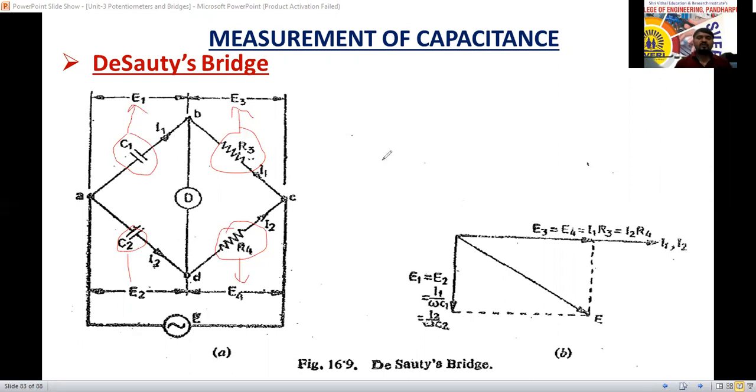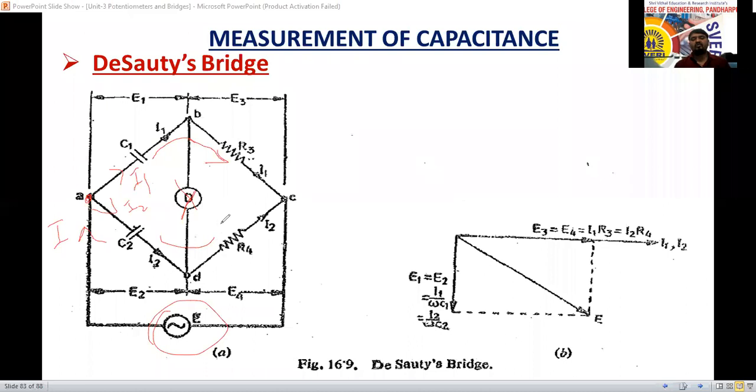So first we will start to draw the phasor diagram. Because of the AC supply, the current I will start to flow here. At this point, some current will flow here, some current will flow here. Current flowing through capacitor 1 we consider as I1, current flowing through capacitor 2 as I2. The same current will flow if the bridge is balanced. On that condition, the detector will be a null detector, so it is 0. The same current I1 will flow through R3, and I2 will flow through R4.